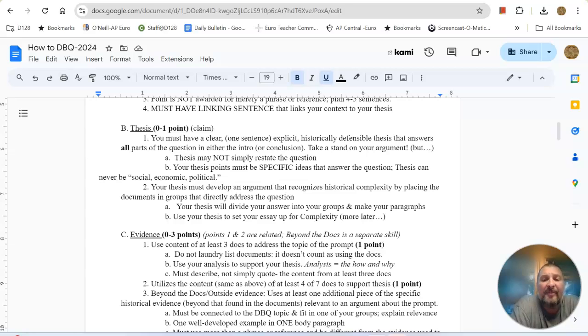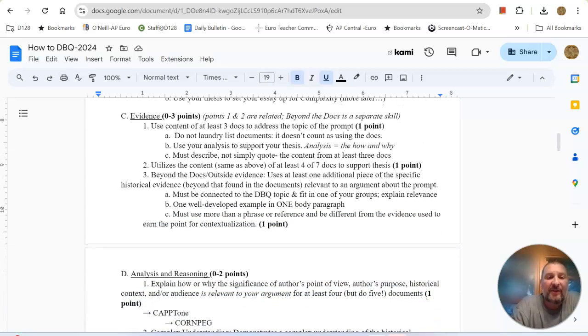Your thesis must develop an argument that recognizes historical complexity by placing the documents in groups that directly answer the question. Your groups are going to match your thesis, and each group is a paragraph with 4 documents in there. Your thesis will divide your answer into groups to make your paragraphs, and use your thesis to set up your essay for complexity. That's the idea that you're saying, yes, the most significant causes were political, but it was also religious. And that's going to set up our complexity point there.